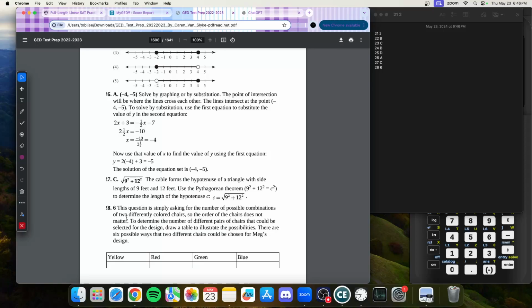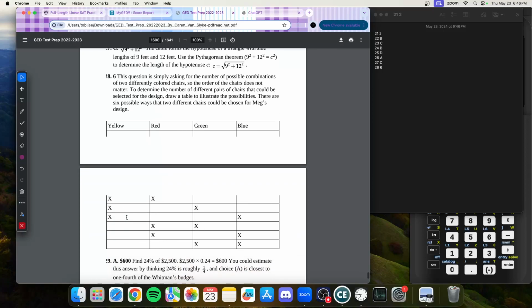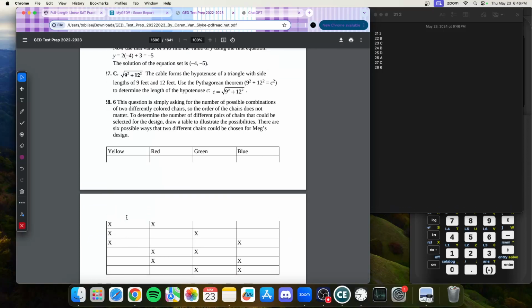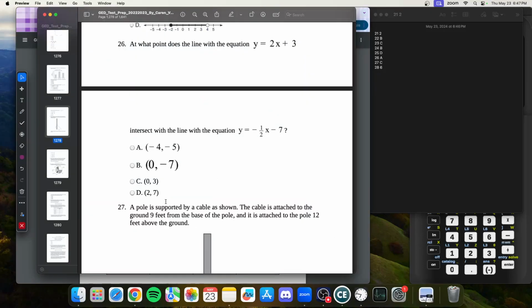This question is simply asking for the number of possible combinations of 2 differently colored chairs, so the order of the chairs does not matter. To determine the number of different pairs of chairs that could be selected for the design, draw a table. Okay, so they just drew a table. Yeah, so for this type of problem, you could just write down all the different possibilities, which is not crazy because there's only 4 different colors. I guess you could just think about it.